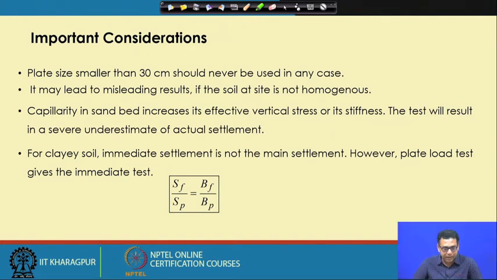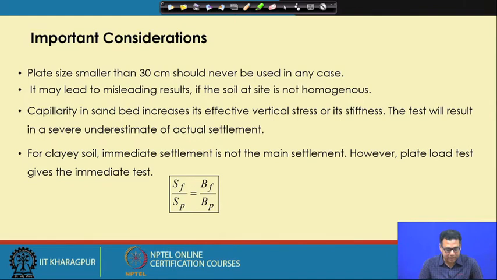And then the capillary in a sand bed increases its effective vertical stress or stiffness. So, the test result will severely underestimate the actual settlement. So, if there is capillary rise, you have to keep in mind that your result will severely underestimate the actual settlement. So, you have to take care in that case. So, these are the things. So, it has some advantages: we get the data from the field itself, but it has some limitations also.